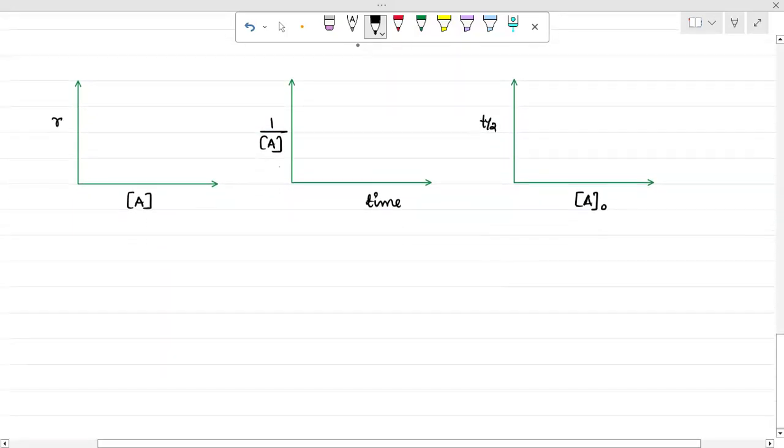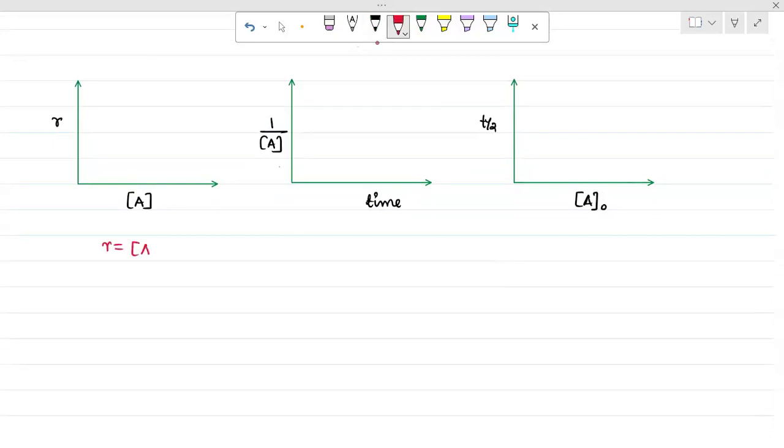Okay. So what is the equation that we'll be using to plot the first graph? R is equal to A to the power 2. This is of the form y is equal to x squared. So any graph of the form y is equal to x squared will be a parabola like this.